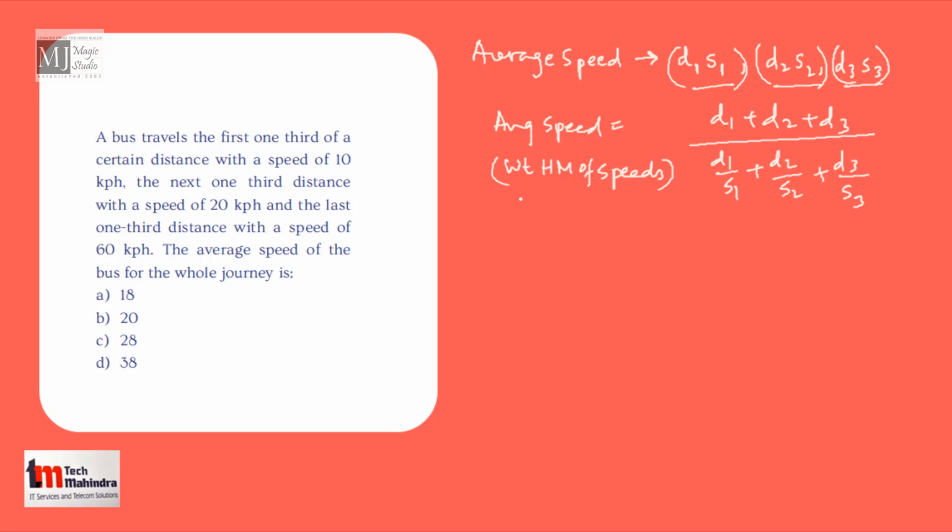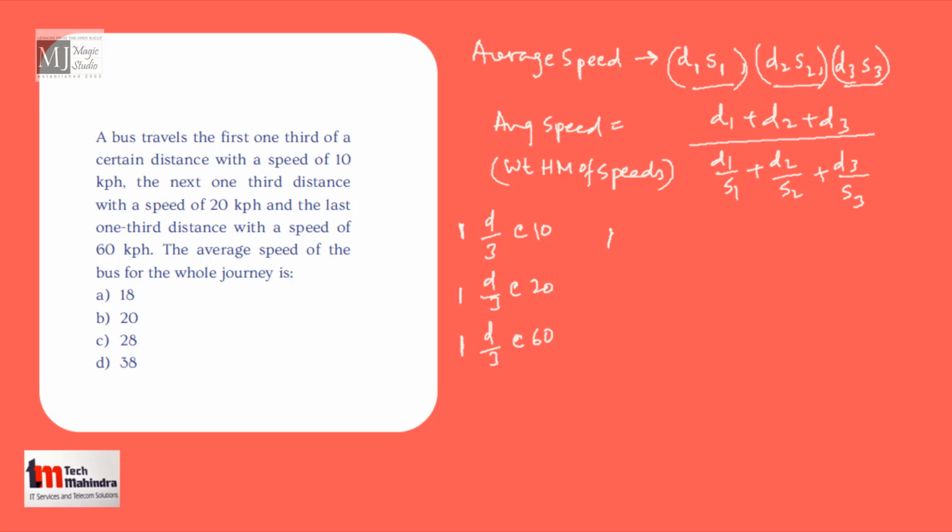Let's see what the values of these variables are. 1/3 of the distance, D by 3, at a speed of 10. The next 1/3, D by 3, at a speed of 20 kph. And the last 1/3 at a speed of 60 kph. Whenever there is a fraction, I'm very keen on taking up a number and solving. Let me take it that the distance is just 3 kilometers. So D by 3 would be 1 kilometer, this would be 1 kilometer, this would be 1 kilometer.